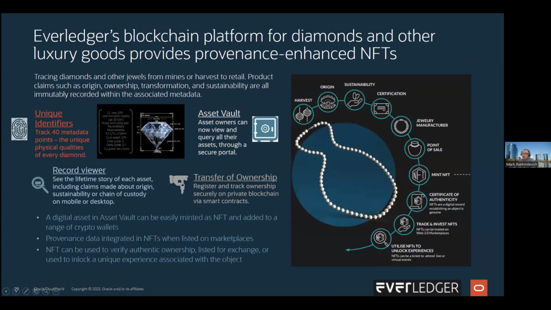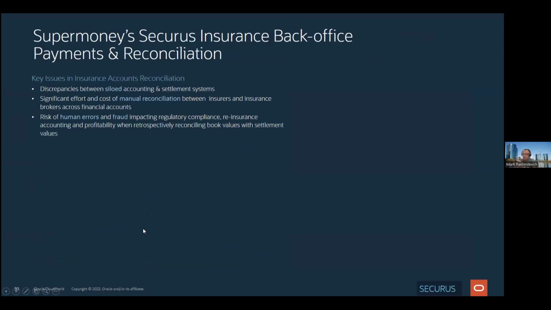Here's an example of luxury goods. Everledger's been a partner and customer of Oracle for a long time. They have the ability to scan diamonds. There are some 40 metadata points. You can then create them, basically represent them in the asset vault. And recently they've introduced NFT capability. So if you have your diamond as a retailer or even as a consumer registered in the asset vault, you can mint an NFT, and then you could use it in the marketplace for verification of authentic ownership, or you could do exchange, you could unlock unique experiences associated with the object, and so on. So all of this provenance-enriched data in an NFT associated with luxury goods.